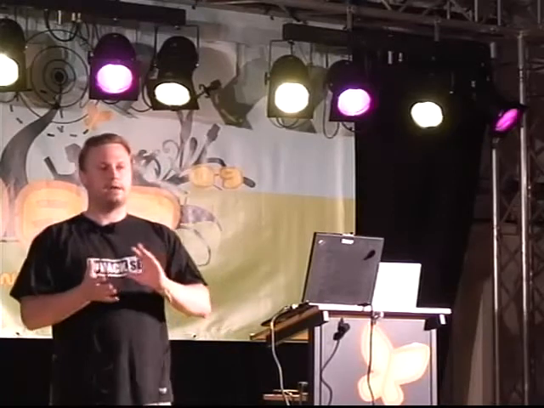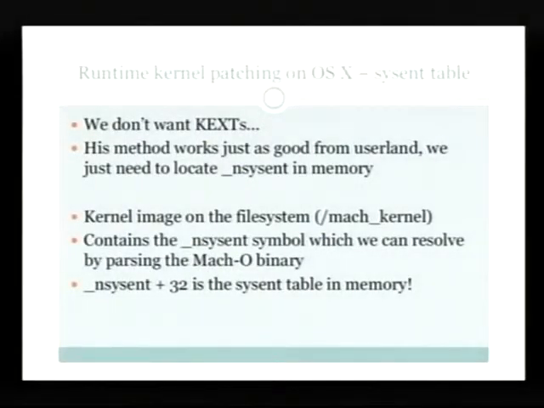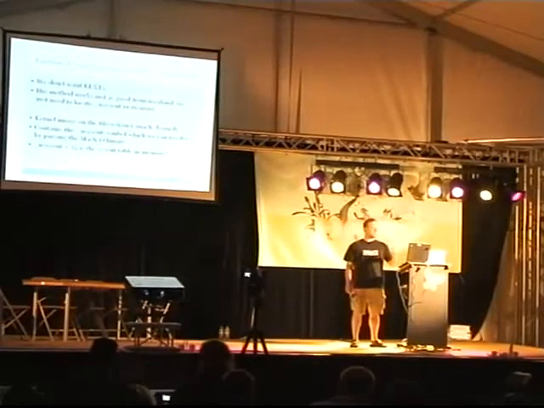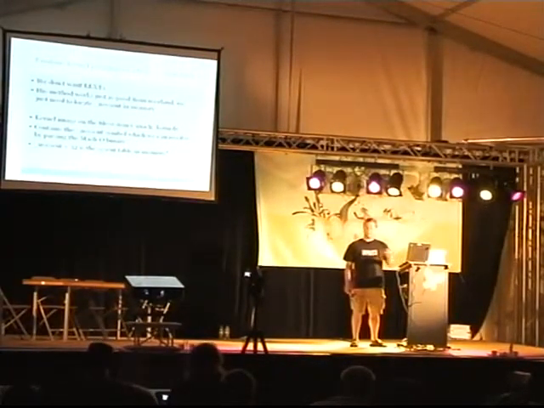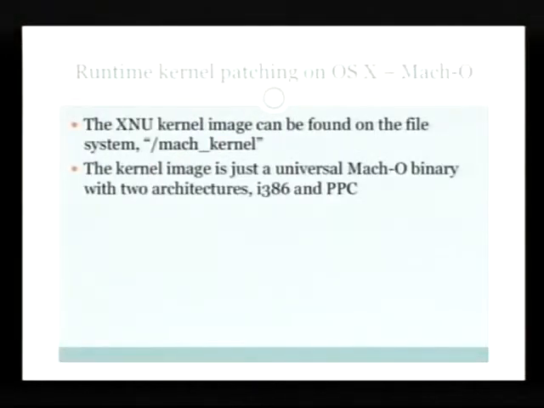Now, doing this in user space is basically the same thing. We don't have the kernel extension where we can just reference an object like nsysent, but we have access to the actual kernel. It's in /mach_kernel. And it contains the nsysent symbol, which can be resolved just as we do inside a kernel extension. And as I said before, it's just 32 bytes away. I thought there was a beautiful example, but there wasn't.